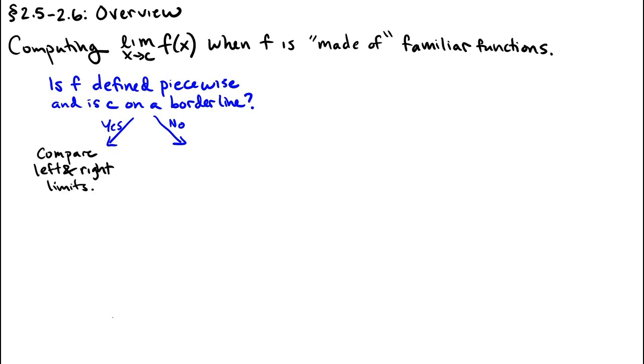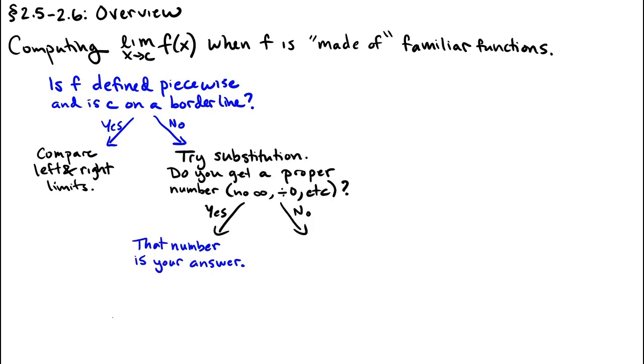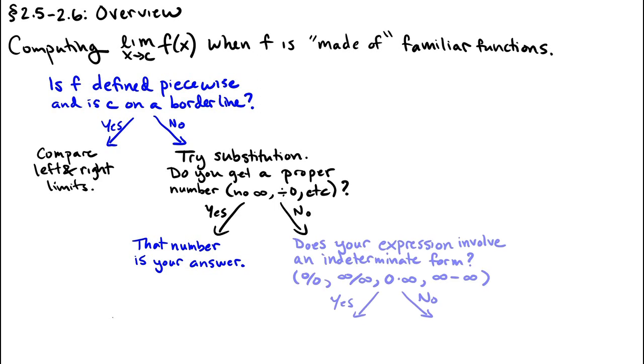If so, you're going to want to compute the left and right limits, and then compare them. If they're not equal, the limit does not exist, and if they are equal, that's the value of the limit. If it's not a piecewise function, you should try the substitution method. If you get a proper number, with no infinity, no division by zero, nothing else fishy, then that number is the answer.